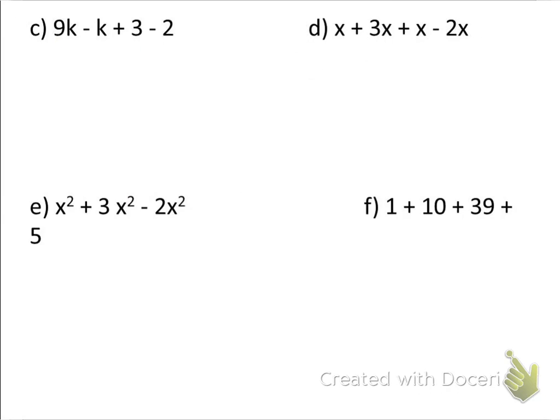Let's do some more. Let's do c together. 9k minus k plus 3 minus 2. We're going to start by highlighting the things that go together. All the k's will go together, and then just our numbers will go together. So we're going to have 9k minus k, and remember the coefficient here is 1. So 9 minus 1 is 8k, plus 3 minus 2 is 1. And that's that expression simplified. Try the next one on your own. Press pause, and then when you're finished, press play again.